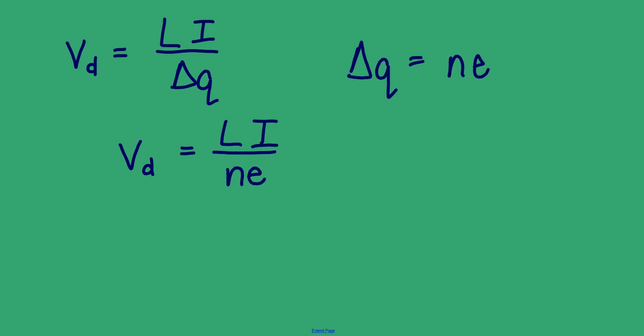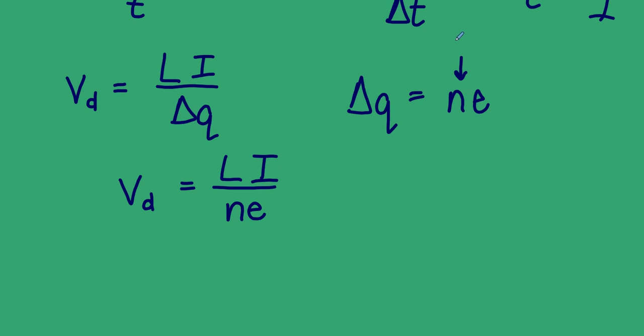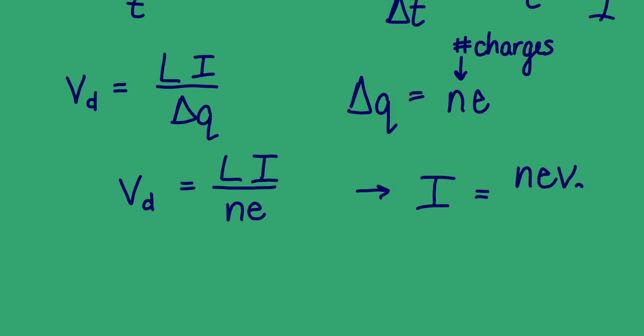Now, one thing I want to point out right now, this lowercase letter n means something different in your textbook than what I'm defining it as here. Here, I'm just defining n to be the number of charges, really the number of electrons. Lastly, I'm going to solve this equation for the current. And I find that the current is equal to n e times the drift speed divided by the length.